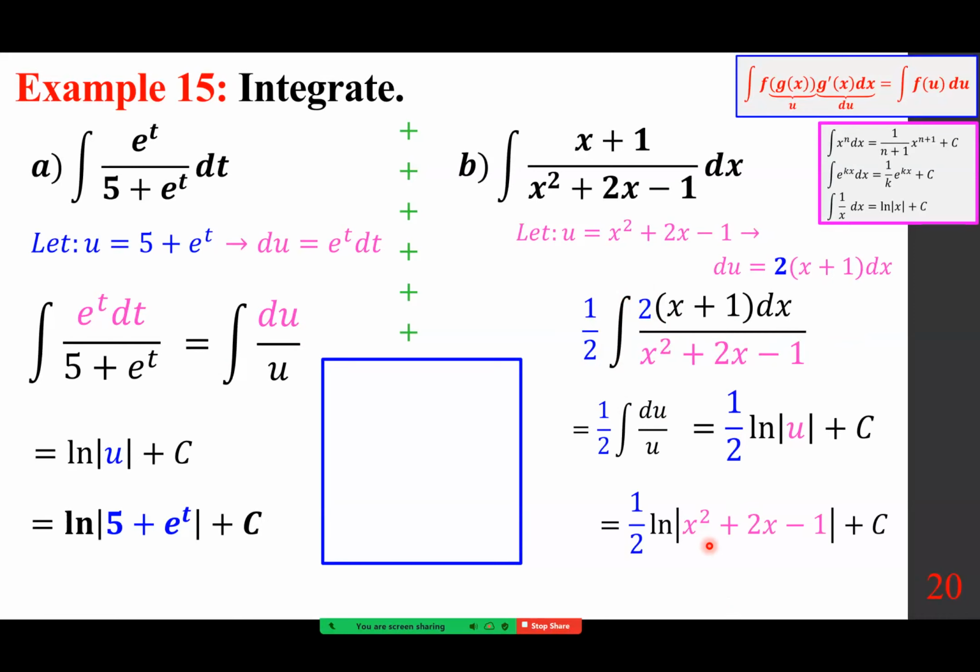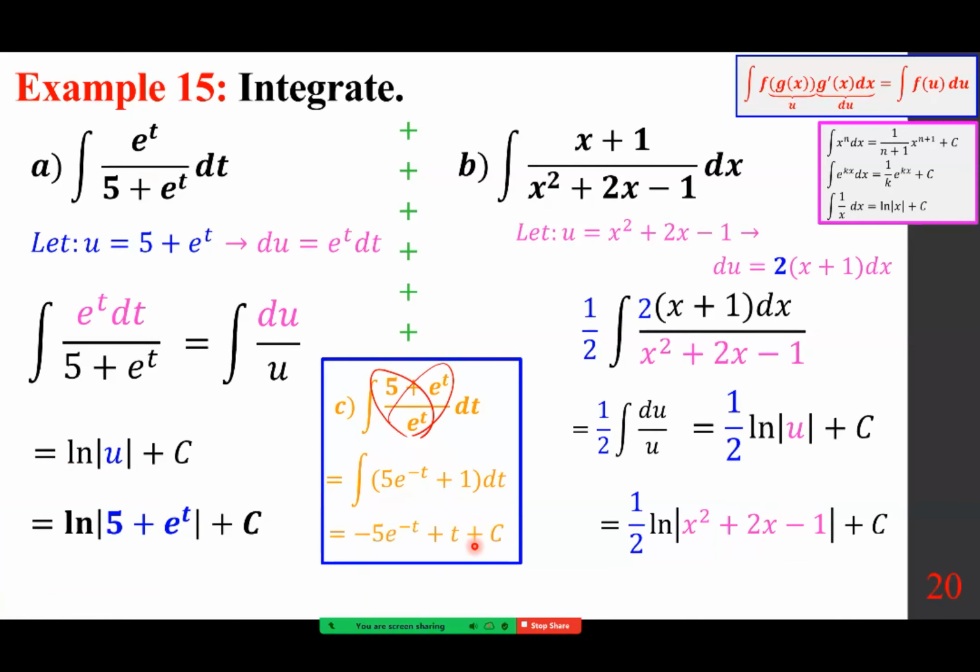What I'd like you to see is, what if I put the reciprocal of this, and all you have to do is just rewrite this as 5e to the power of negative t, and this one as 1, so you don't need a substitution. And that's really the key here, everybody. So this is 5 divided by negative 1, or negative 5e to the power minus t, plus t and a constant. Okay, so that's the idea behind this question.